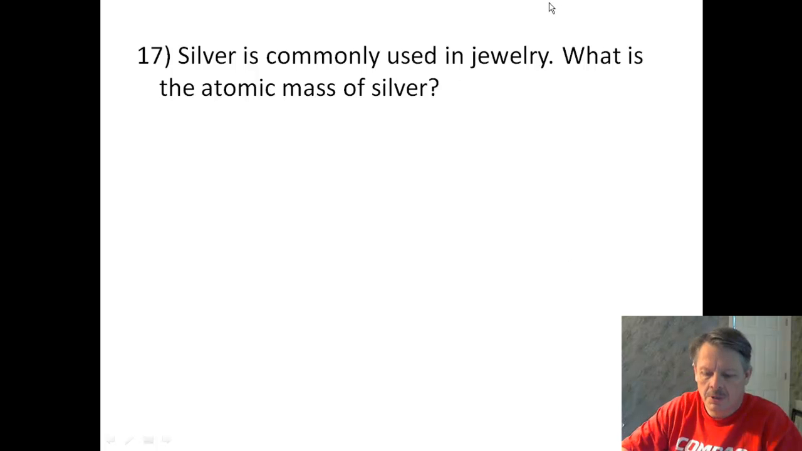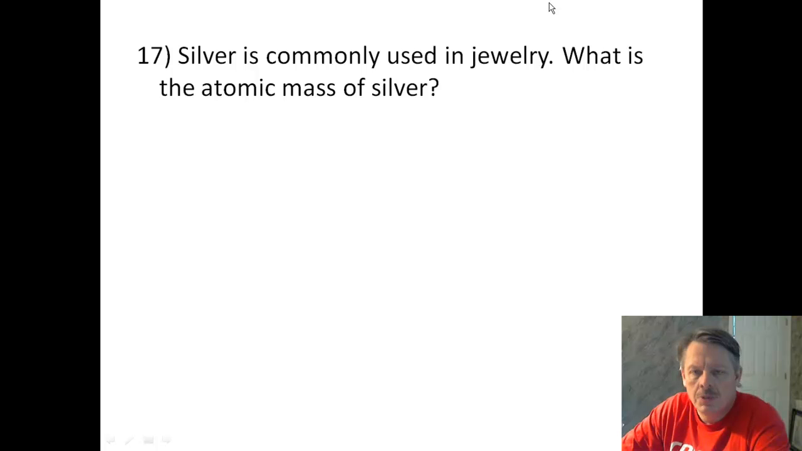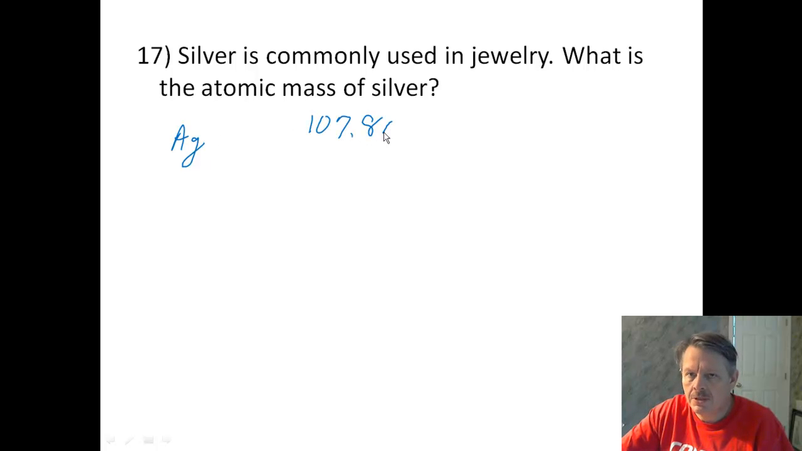Alright, silver is commonly used in jewelry. So what's the atomic mass of silver? We look that up on our periodic table. Silver is Ag, remember? So that's 107.87, and that's atomic mass units.